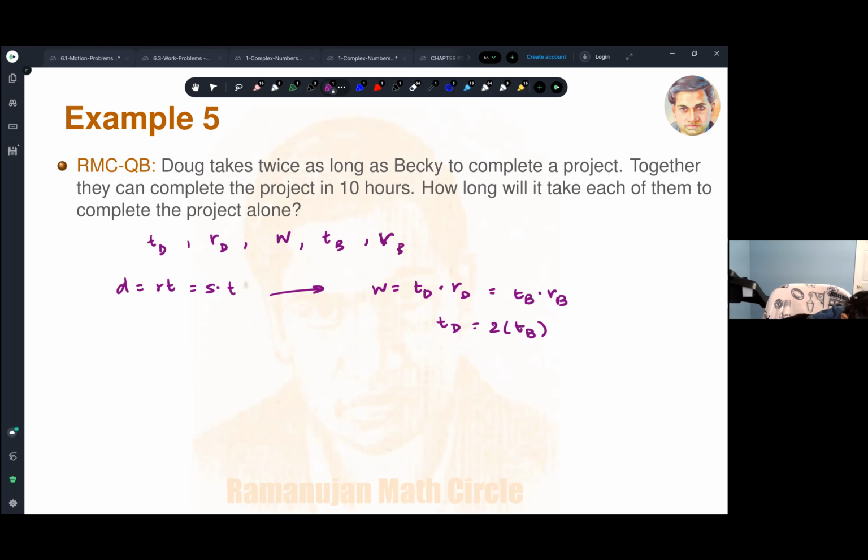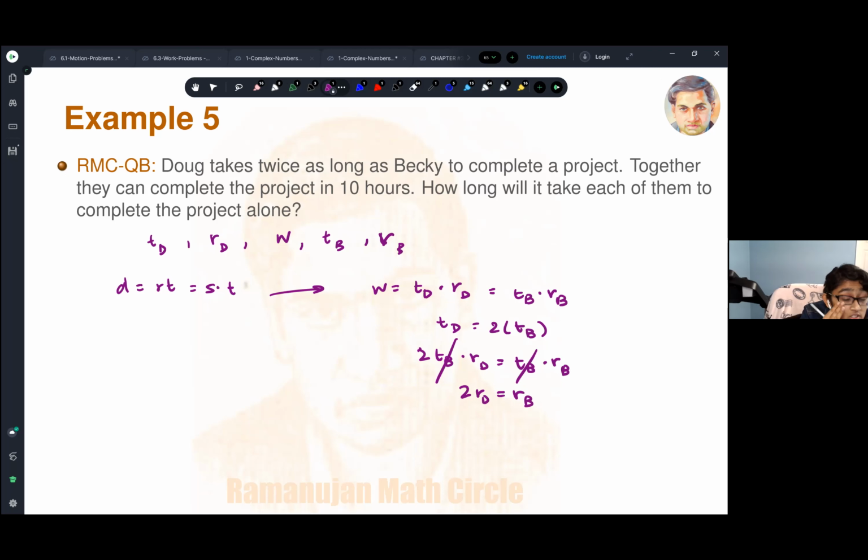So if we plug that back in, we get that 2TB times RD is equal to TB times RB. We can cancel TB, and we get 2RD is equal to RB.